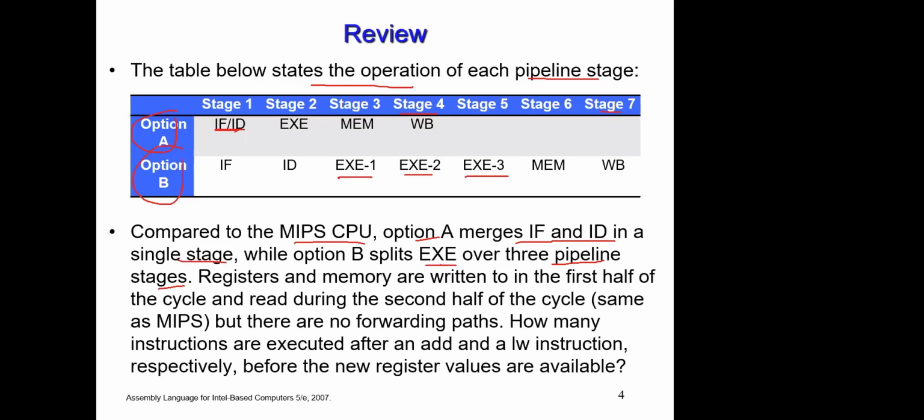Registers and memory are written to in the first half of the cycle and read during the second half of the cycle. So it's exactly the same concept as what we have covered in MIPS regarding this issue. There is no forwarding path. So the question is, how many instructions are executed after an add and a load word instruction, respectively, before the new register values are available?